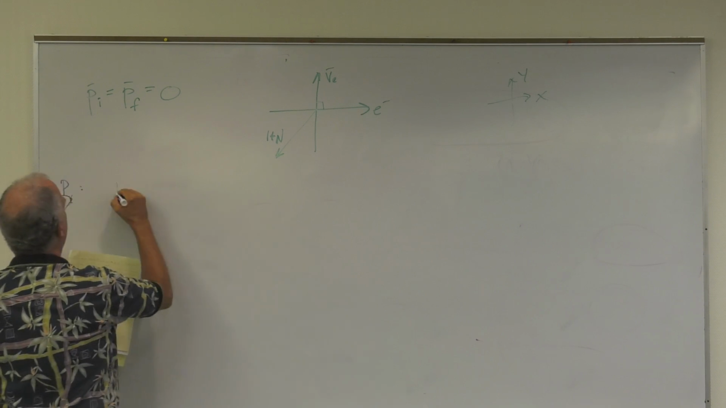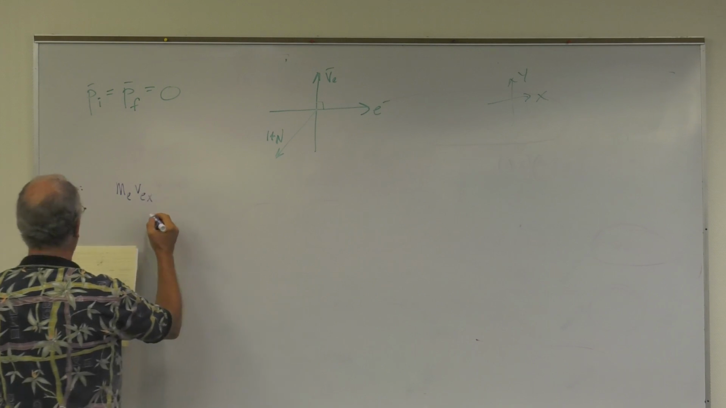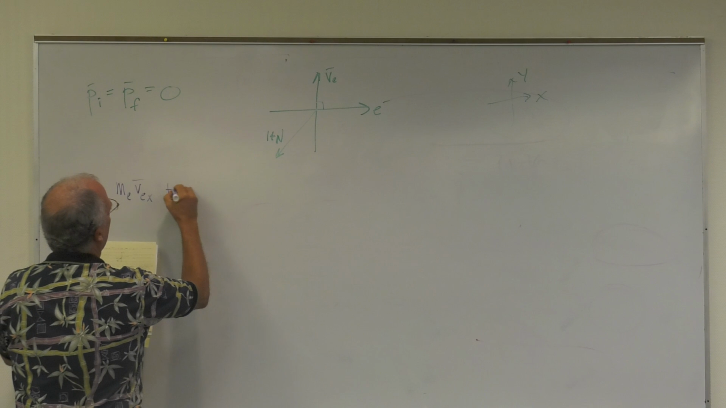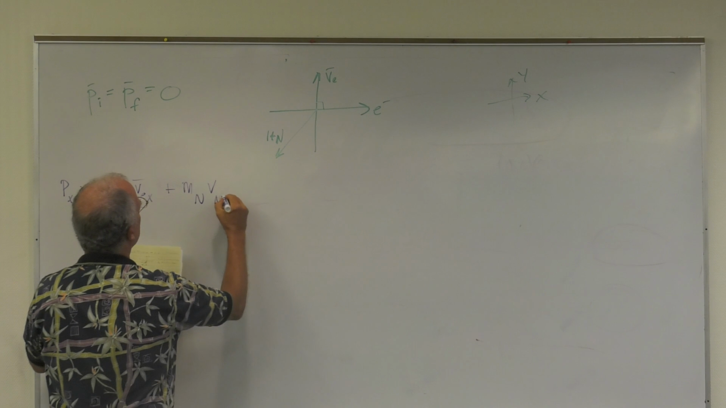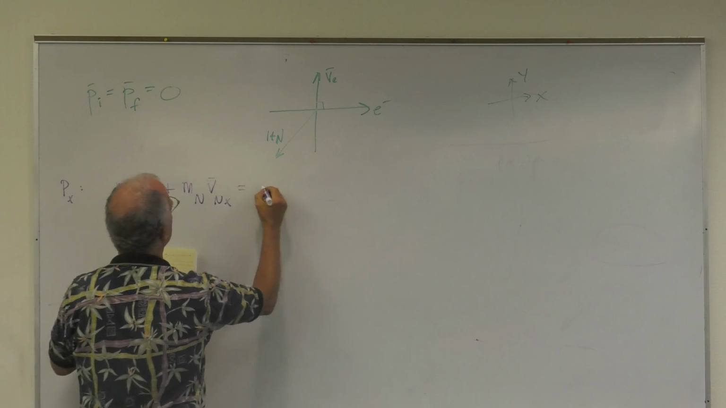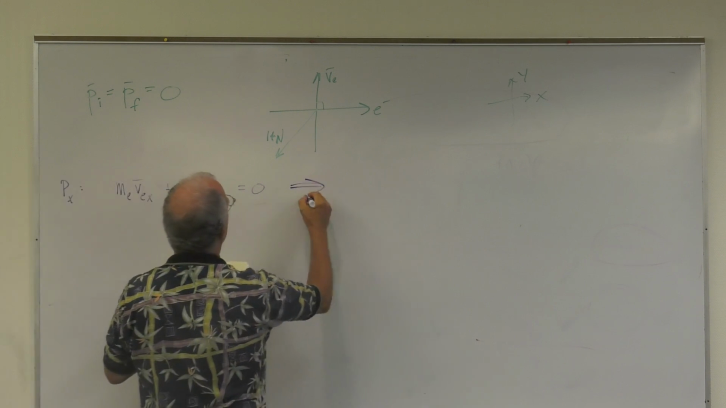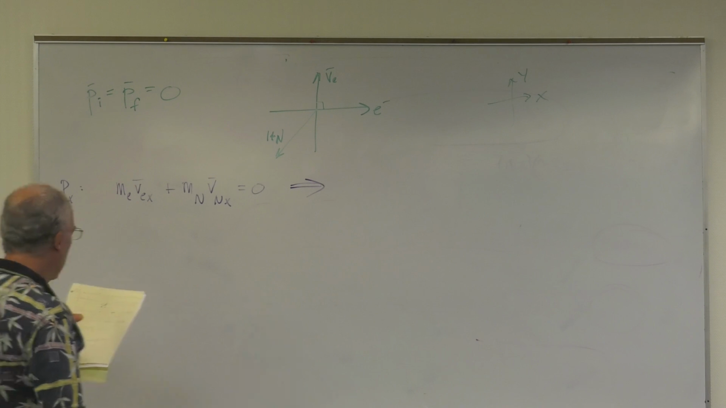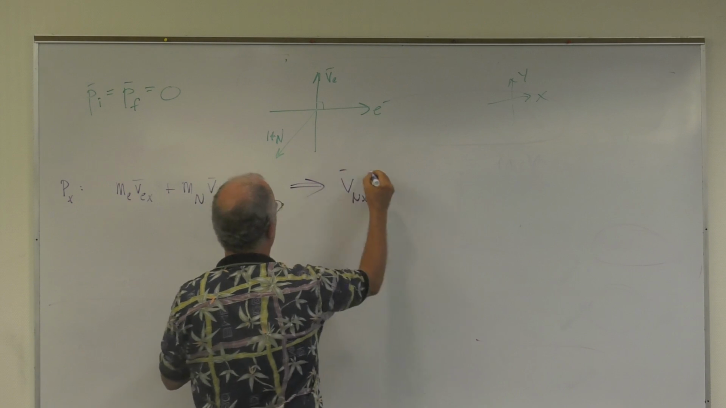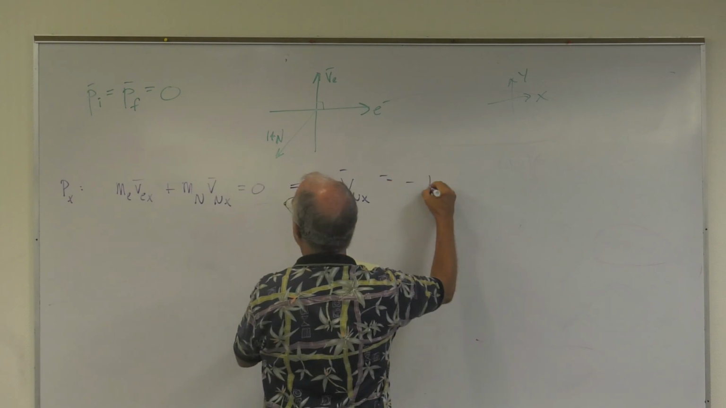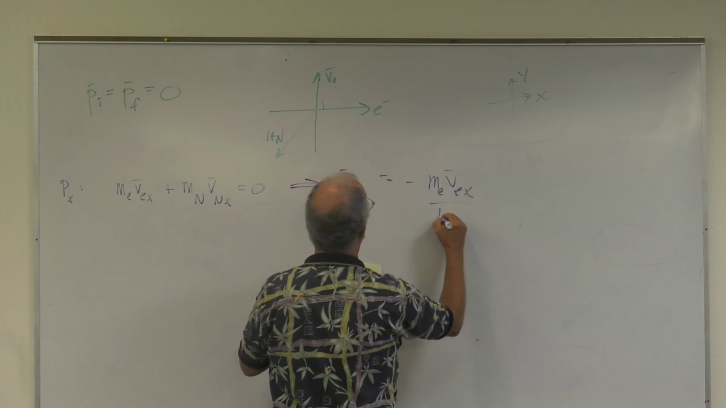So mass electron times velocity of the electron in the x direction, plus mass nitrogen times velocity of the nitrogen in the x direction. That has to equal 0, right? It has to equal 0. Because of that, the velocity of the nitrogen in the x direction equals negative mass electron times velocity electron x over mass nitrogen.